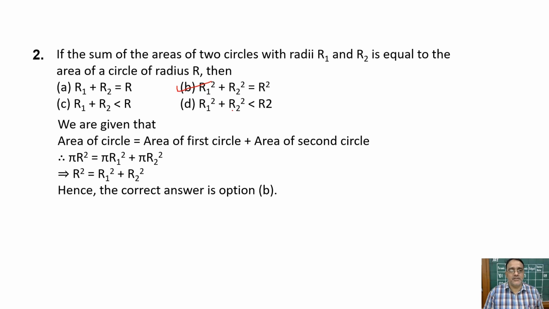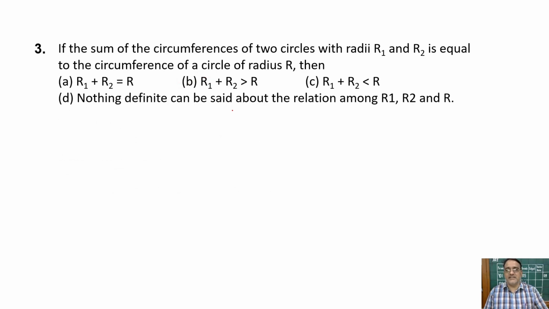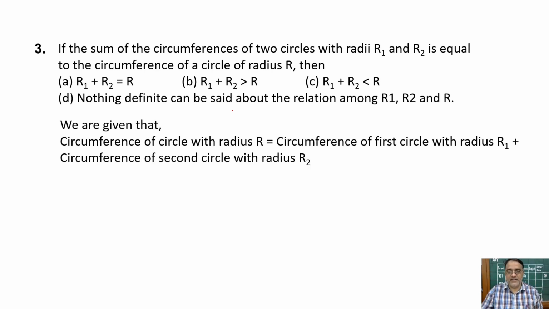Now we are moving toward question number 3. If the sum of the circumferences of two circles with radii r1 and r2 is equal to the circumference of a circle of radius r, then, very similar to the previous question, the circumference of the circle with radius r is equal to the circumference of the first circle plus the second circle. So this is 2 pi R for this circle, 2 pi R1 for this, and 2 pi R2. Now divide all by 2 pi. What will you get? R equal to R1 plus R2. Very good. So which option is the correct one? Option A.